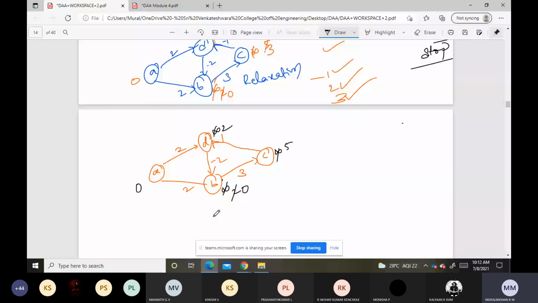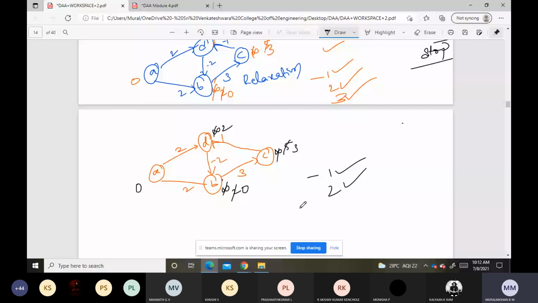Next, second cycle. 0 plus 2, 2. 0 plus 2, 0. Okay. 0 plus 3, 3. Right? So 3 plus 1, 4. 2 as it is. So 2 minus 2, 0. Second cycle finished.